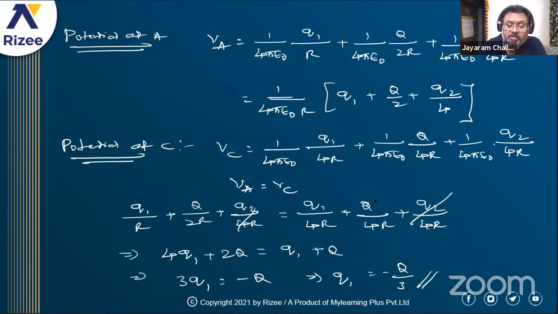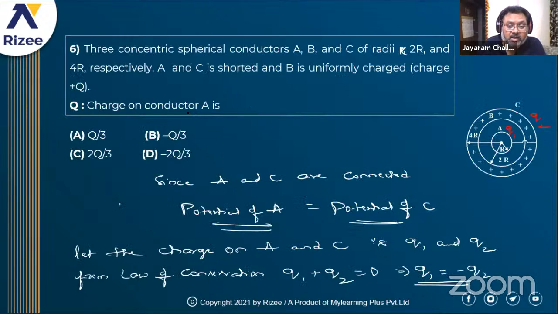Since he has asked the same question here, charge on the conductor A, in the sense we have considered it as Q1. So the Q1 value we have got as minus Q by 3. So your option will be B.